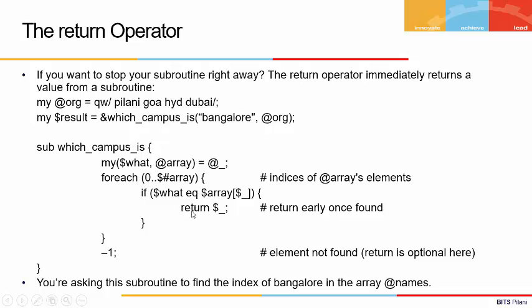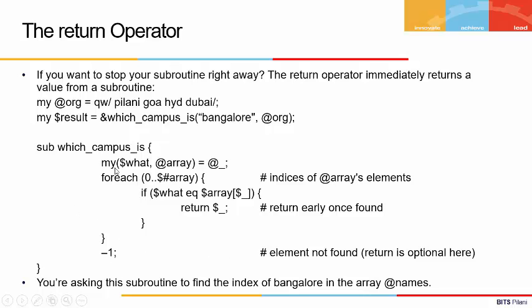If it is equivalent, then it will directly return at that time. And if the element is not found, as we can see here, this Bangalore is not found among all the campuses in the array, so it will return that the element is not found, which is -1. The return value is also optional here. You are asking the subroutine to find the index of Bangalore in the array names, right?